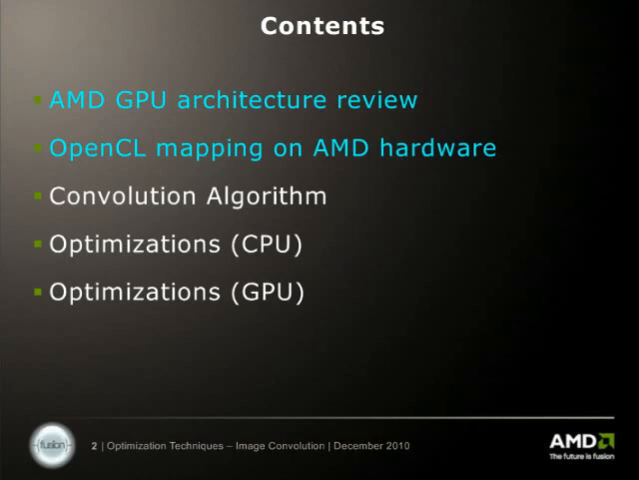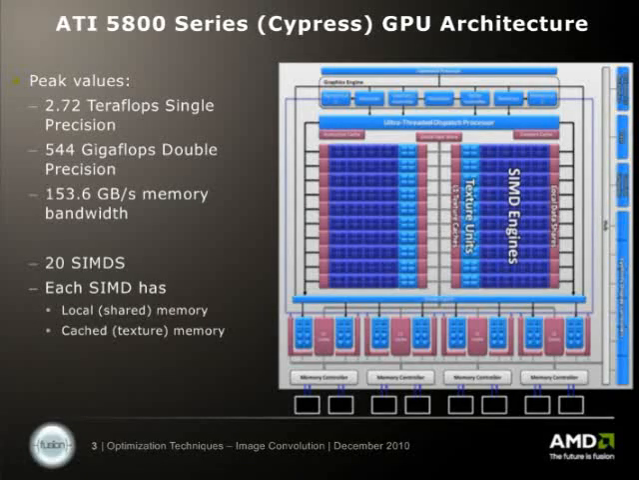So I will focus mostly on the Evergreen series of our GPUs, which are the Radeon 5000 series. So we have the 5700s and 5800s. The slide that I have here is about the Cypress GPU, that is the 5870 and 5850 series. The 5870 has 20 SIMD units, which is what I show here. The 5850 has 18 SIMD units. So 2 of the SIMD units are disabled, right?